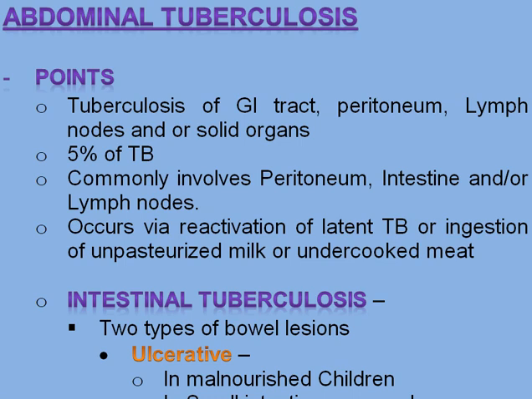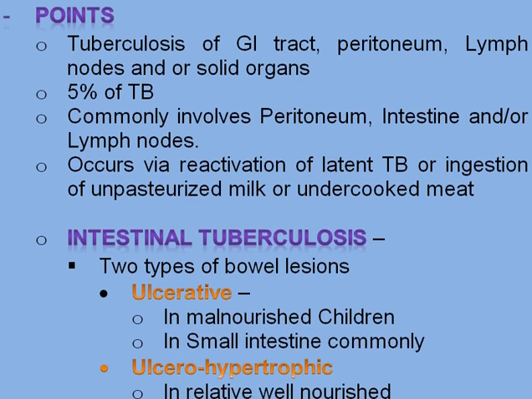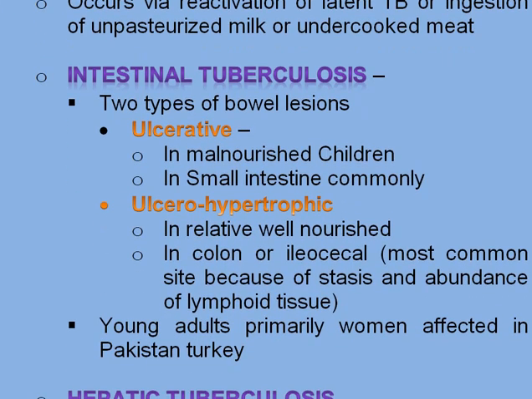The commonly involved sites include peritoneum, intestine and/or lymph nodes. It occurs via reactivation of the latent TB or ingestion of unpasteurized milk or undercooked meat. So, something about the intestinal tuberculosis.